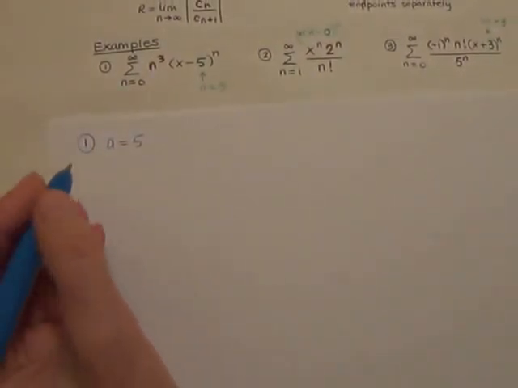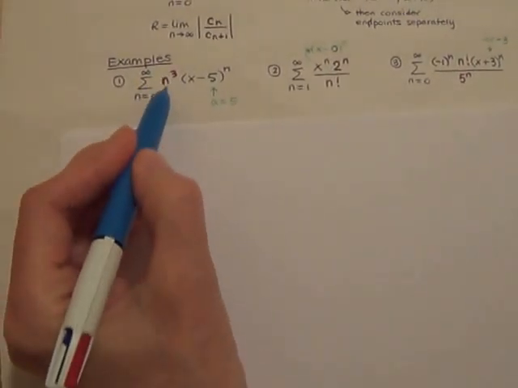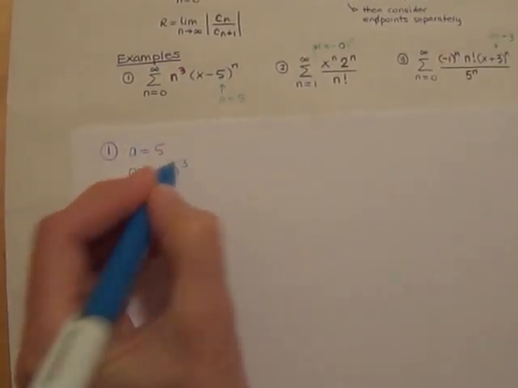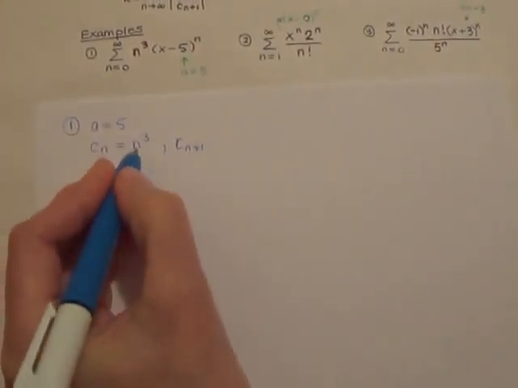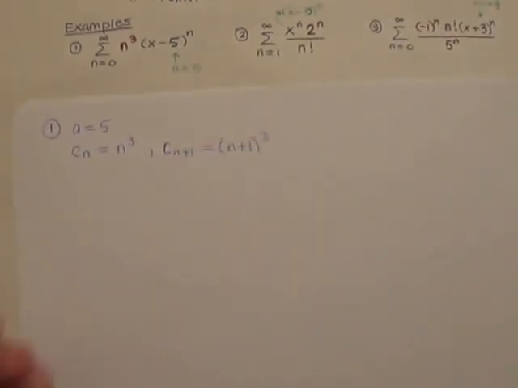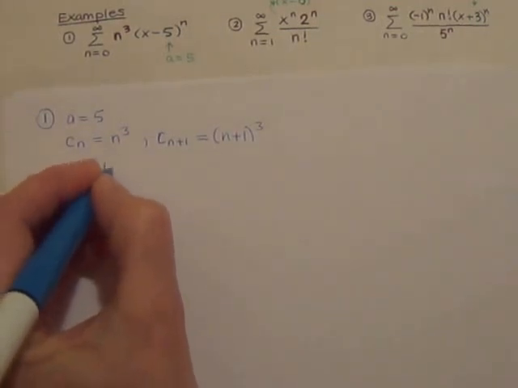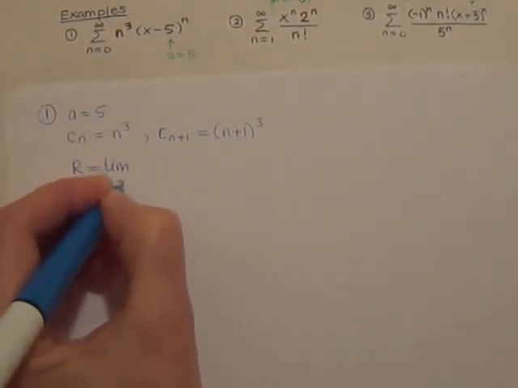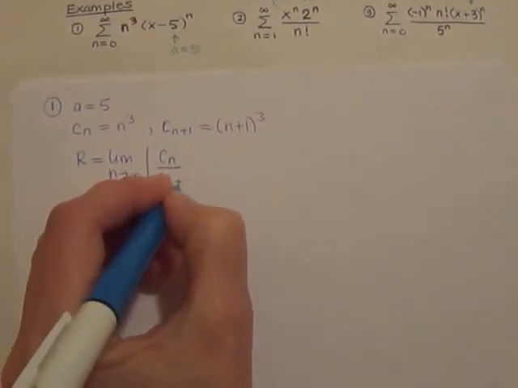Here the a is 5. The power series is centered at x equals 5. The c_n is this term here, the n cubed. c_(n+1) we obtain by replacing n with n plus 1. Then to find the r, we take the limit as n goes to infinity of the absolute value of c_n over c_(n+1).